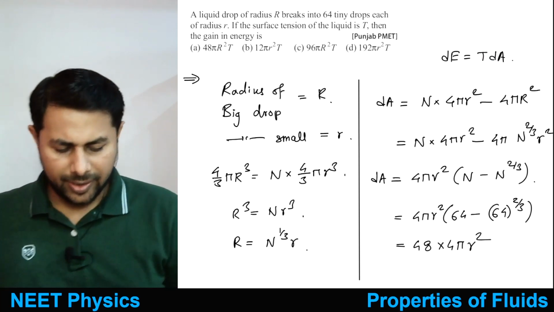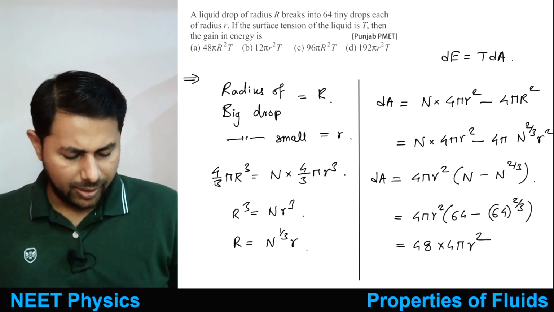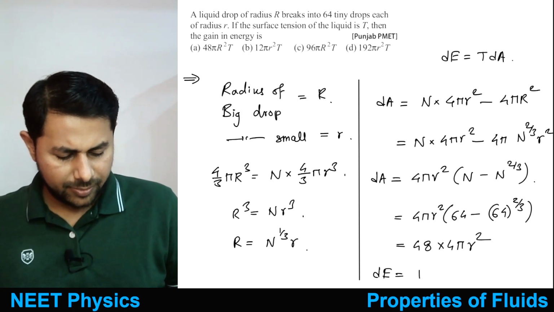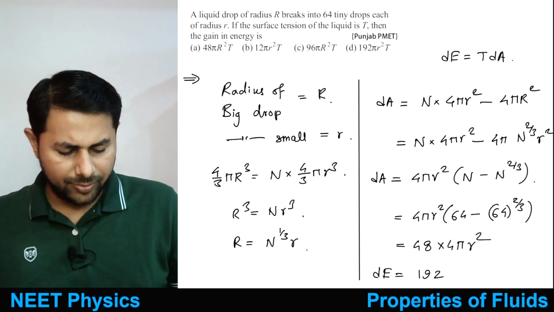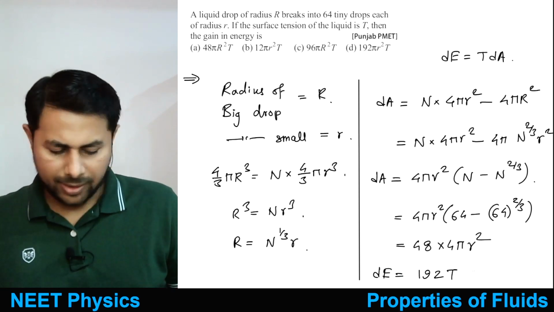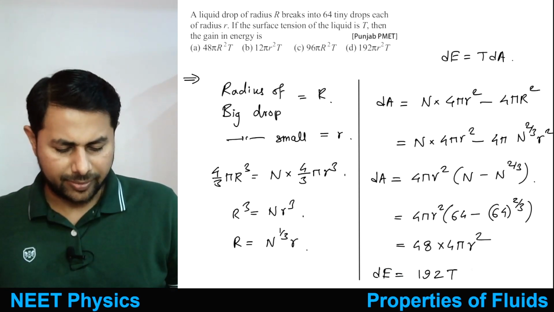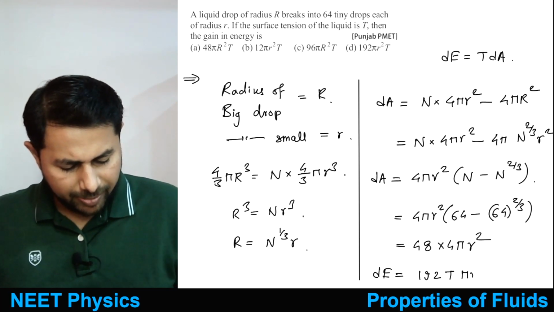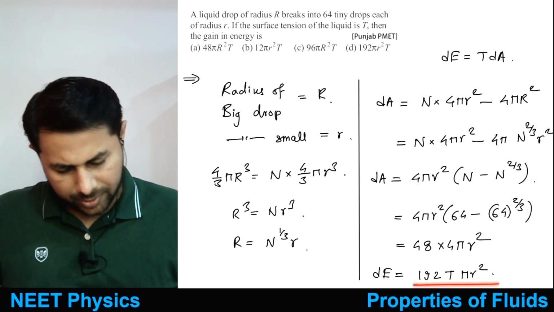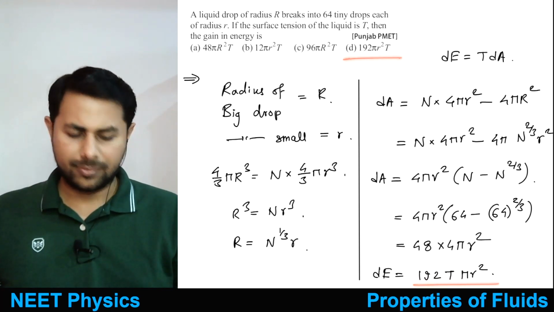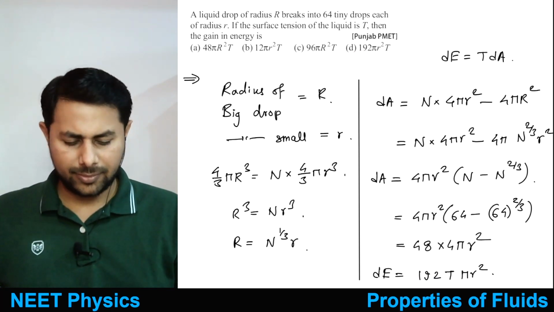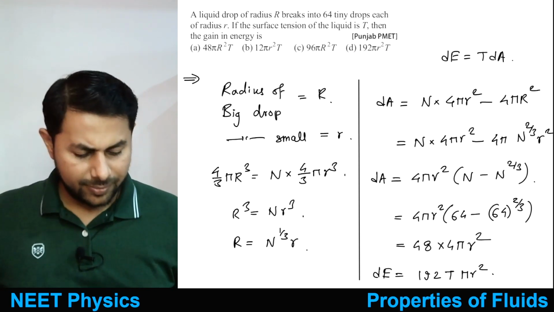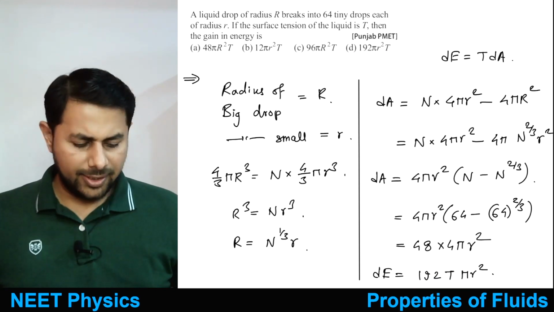So this is dA, okay, and therefore dE is just equal to what? 192 multiplied by t into 4 pi r square, pi r square, sorry, 192 t multiplied by pi r square. So that is option D, right? So we just got lucky. Is this thing clear? Yes, no?